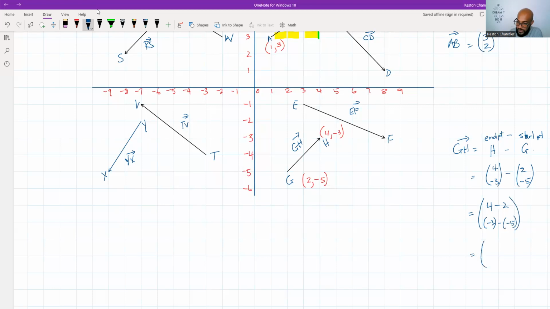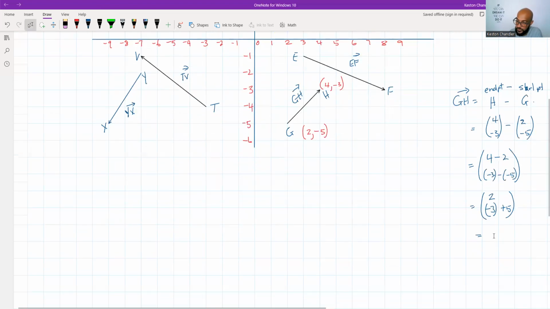Right, well, 4 minus 2 is easy. We're gonna get 2. But -3, and then this is going to be minus -5, which is going to be +5. So -3 plus 5 is actually going to give us what? 2. So my vector GH is 2, 2. See here? And if we look at the movement across, that's 2 blocks that way.